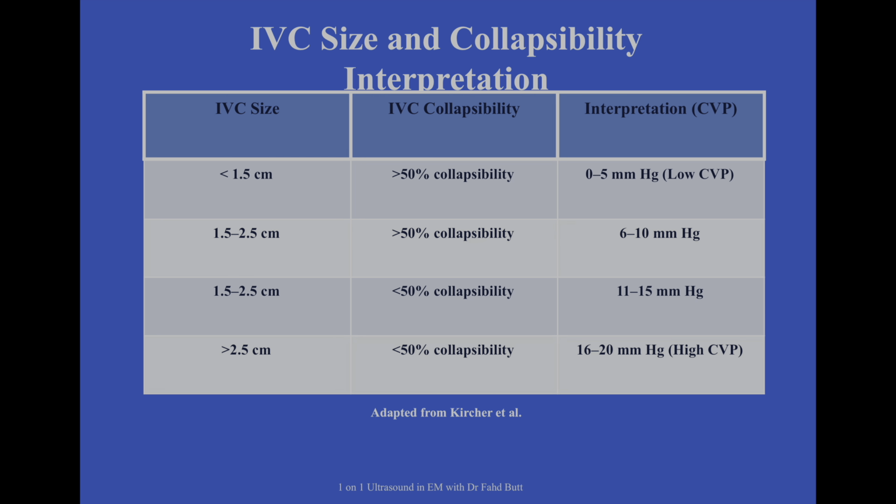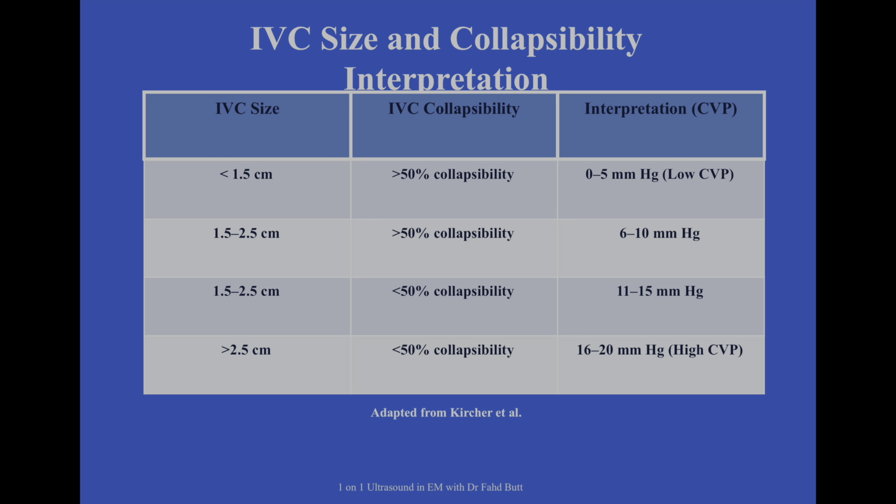According to different studies, you can correlate between the IVC size and collapsibility and the pressure in CVP. For example, if the IVC size is less than 1.5 centimeter and the collapsibility is more than 50%, you possibly have a pressure of 0 to 5 millimeter of mercury, which is considered as a low central venous pressure. If your IVC size is 1.5 to 2.5 centimeter and there is more than 50% collapsibility, then you have possibly a pressure of 6 to 10 millimeter of mercury.